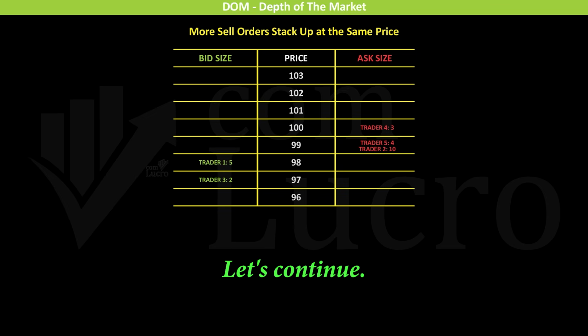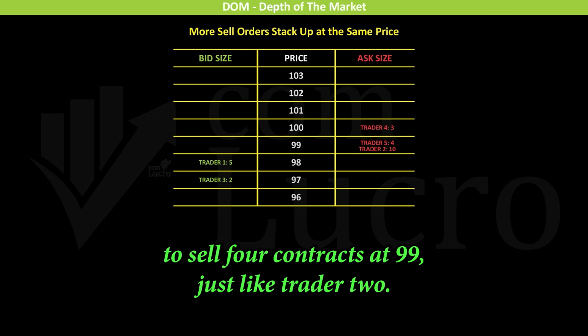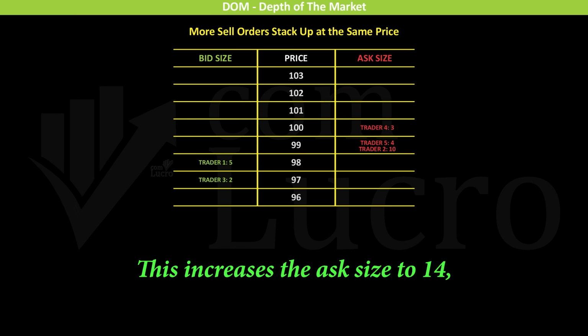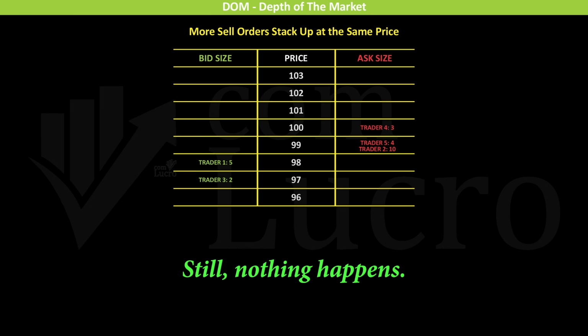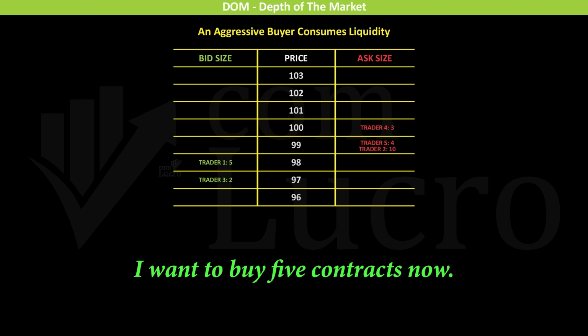Let's continue. Another seller, Trader 5, wants to sell 4 contracts at 99, just like Trader 2. This increases the ask size to 14, with 10 contracts from Trader 2 and 4 from Trader 5. Still, nothing happens, but suddenly an aggressive buyer enters and says, "I don't want to wait anymore. I want to buy 5 contracts now."